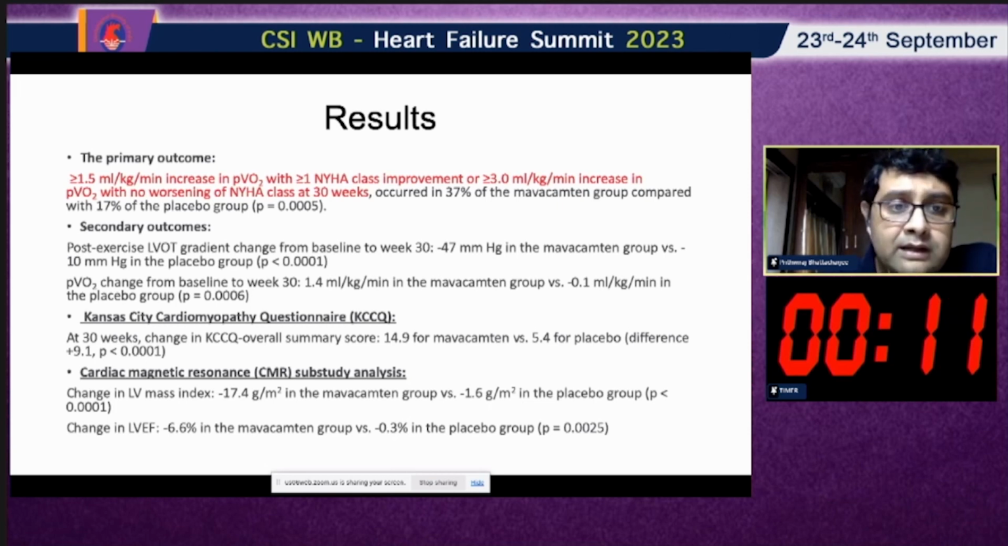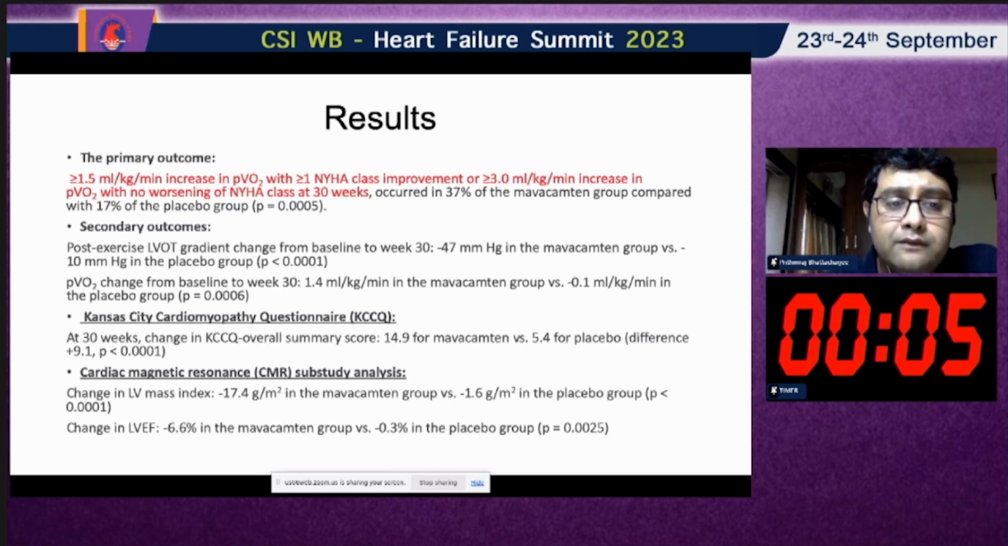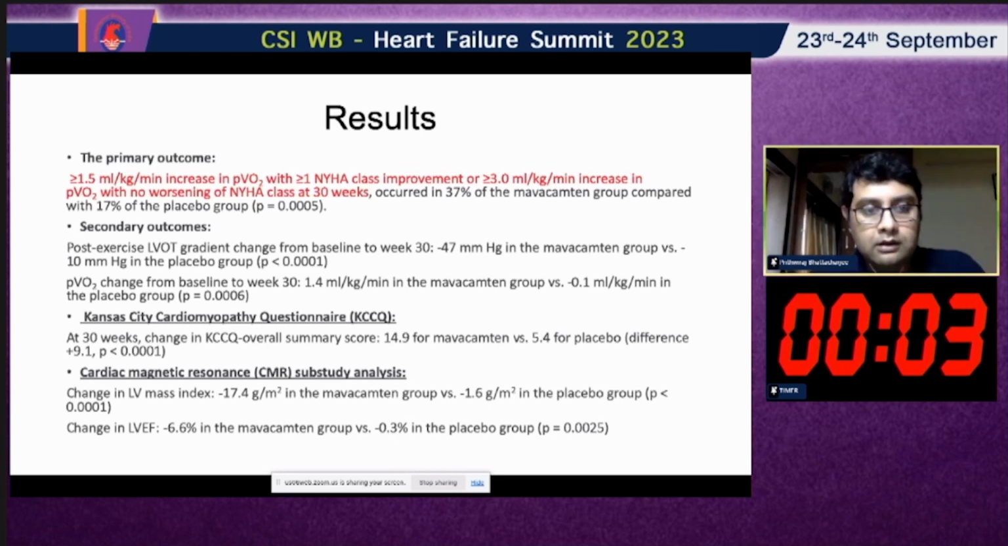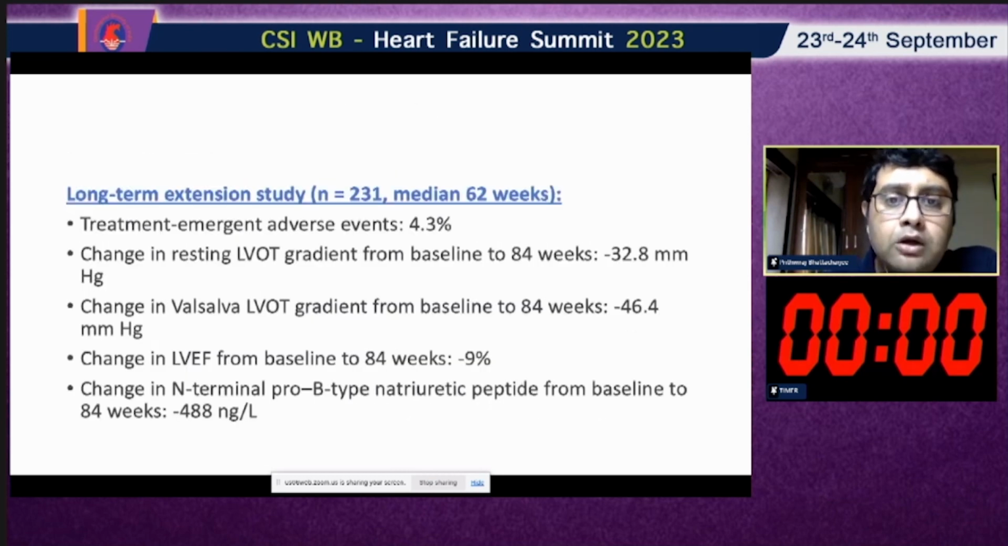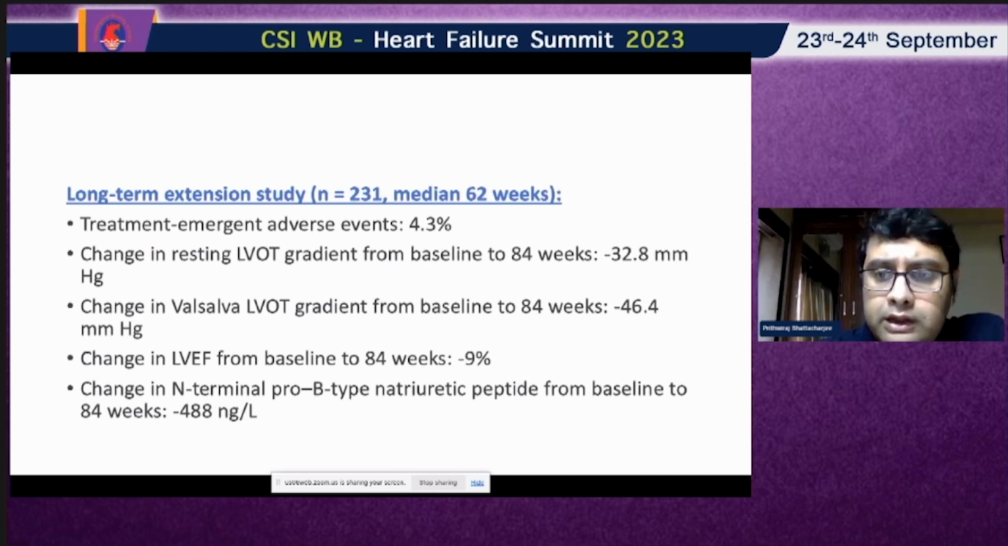Other features like secondary outcomes, Kansas City Cardiomyopathy score, and LV mass index also improved with mavacamten, with some decrease in the LV ejection fraction. And the long-term extension study also described that it's a safe option with progressive improvement of the symptoms.